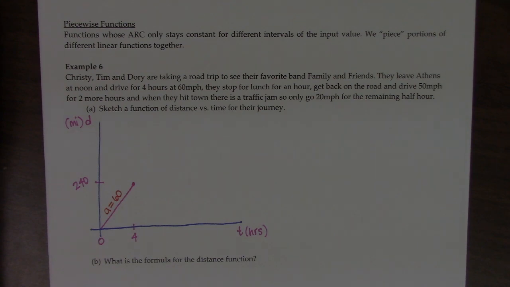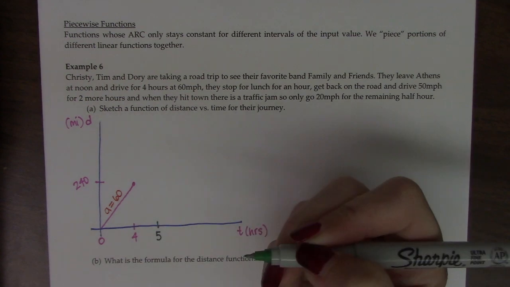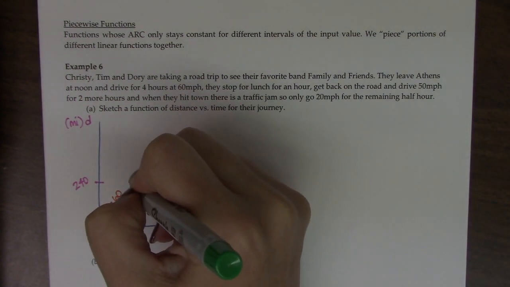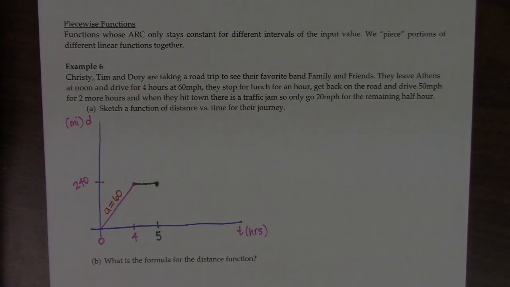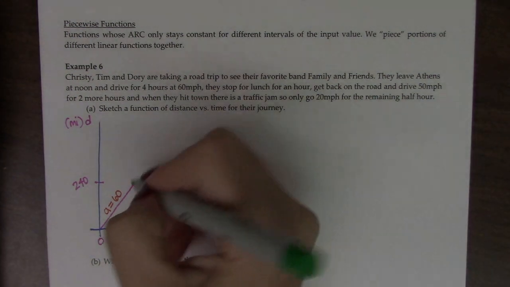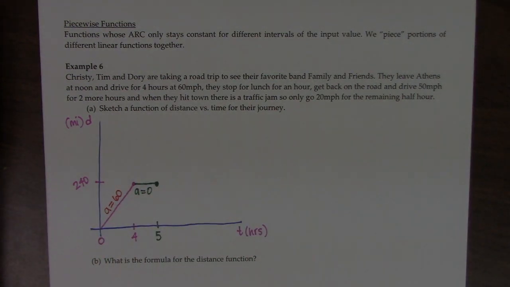Then in the next leg of our journey, we're told that they stop for lunch for an hour. So if they stop for lunch for an hour, it's now 5 hours after they left, and they haven't gone anywhere. So this is just going to look like this. It's a horizontal line. They're still 240 miles from home, and we can see this line has a slope of 0. They haven't gone anywhere.